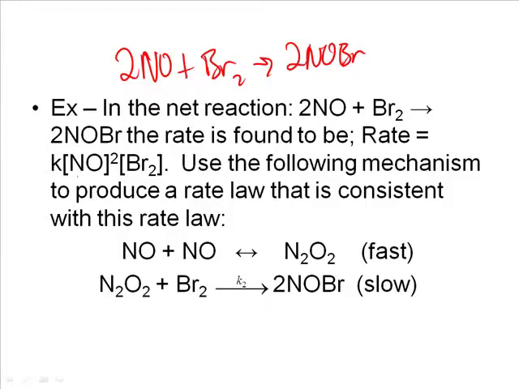The rate is found to be blah, blah, blah. Use the following mechanism to produce a rate law that's consistent with this rate law. Now, we've got our fast step, we've got our slow step. The slow step is the rate determining step.